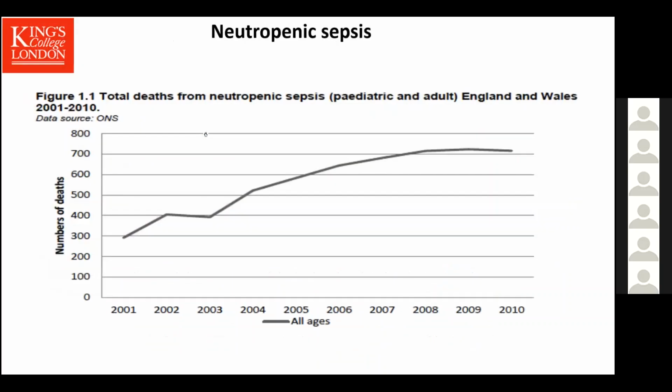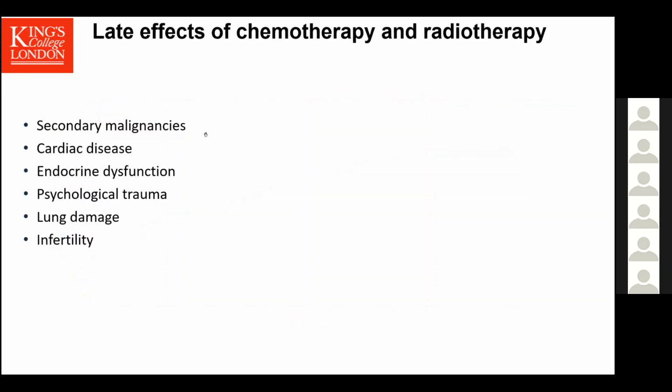As you can see, the total deaths from neutropenic sepsis, this is England, the whole data from 2001 to 2010, and neutropenic deaths have increased because more chemotherapies are being given primarily. But neutropenic sepsis is a very important complication. You must remember this, and it will be an MCQ.